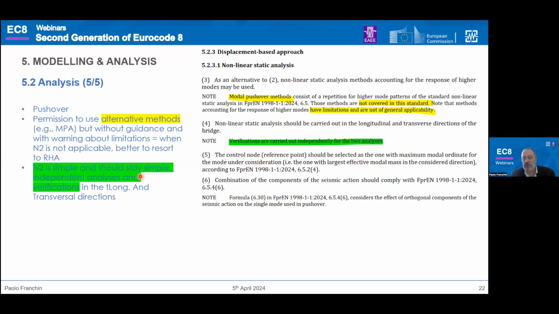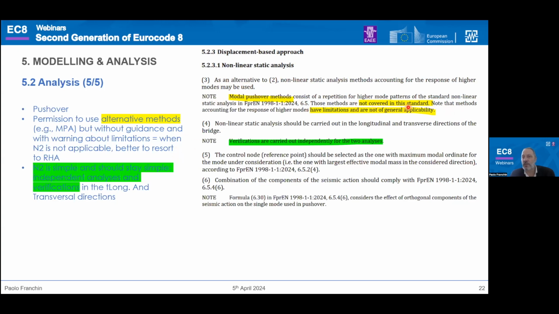We don't need to explain this method. There is a permission, this is important, to use alternative methods. Modal pushover methods, that are well known to people dealing with bridges and nonlinear static analysis, are mentioned in a note, but they are not explained. But opening to the use of these methods is through this clause.